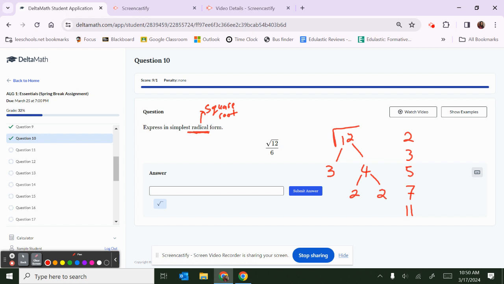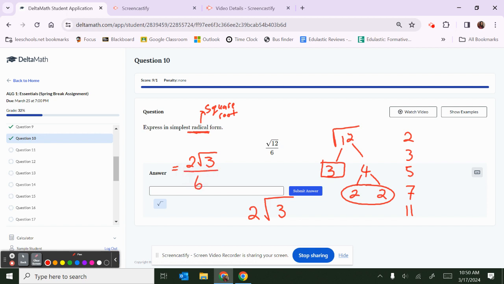Now we're going to circle our pairs. Whenever you have a pair, that number goes on the outside of your square root, on the outside of your radical. The number that does not have a pair, you put a box around it, because that number is going to go underneath your radical. So the square root of 12 is the same as 2 square root of 3, and that's all over 6.